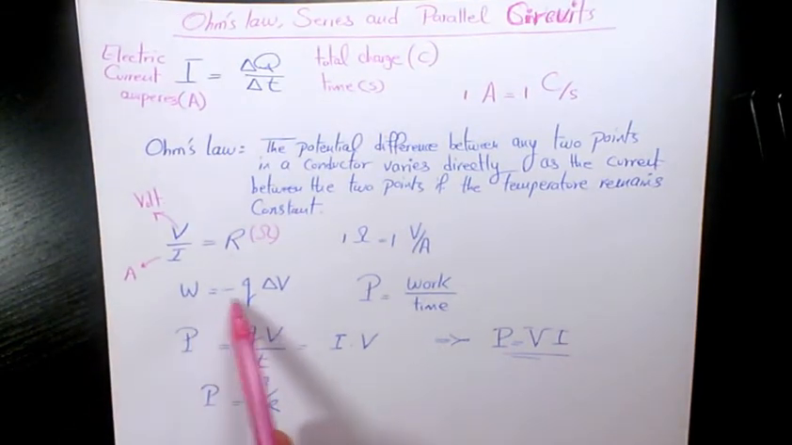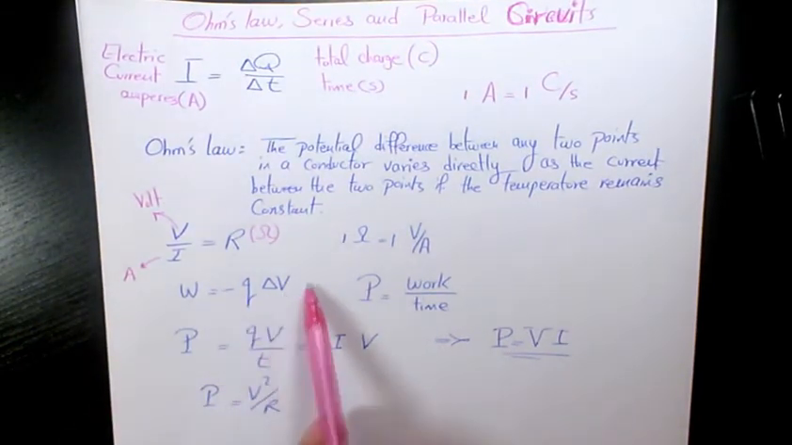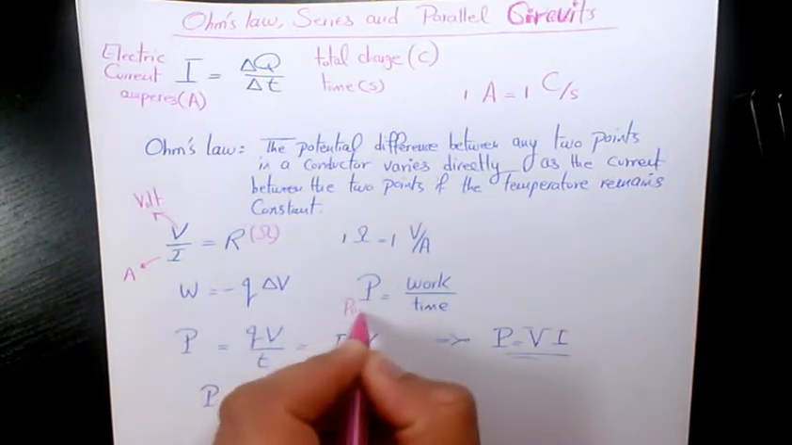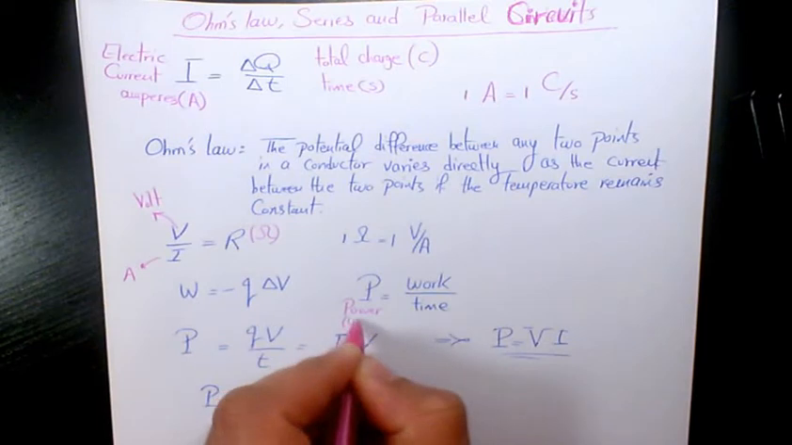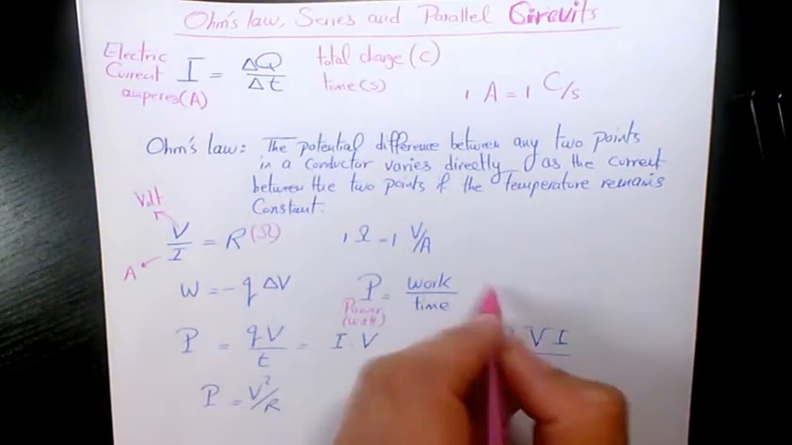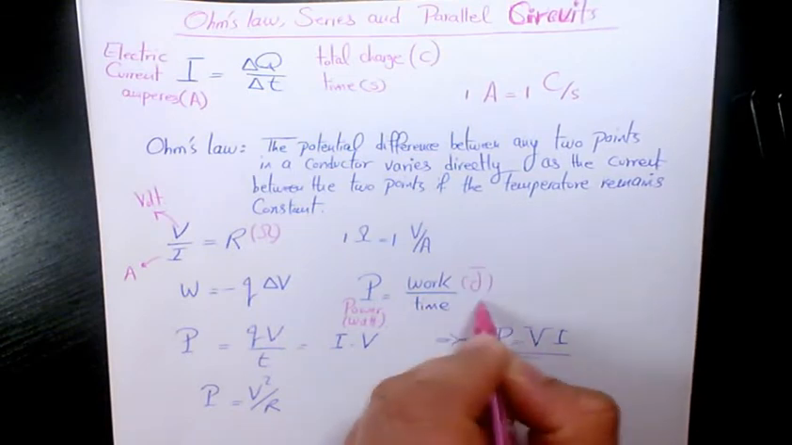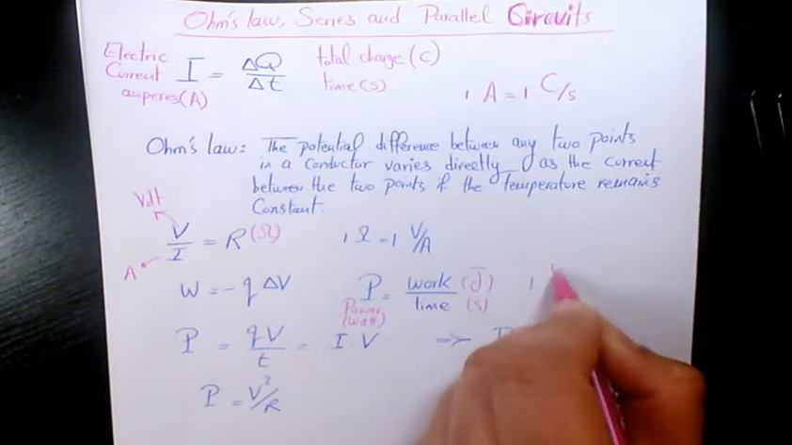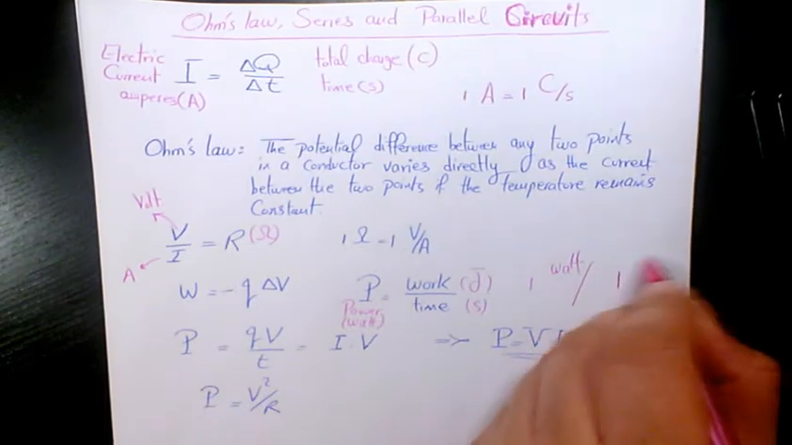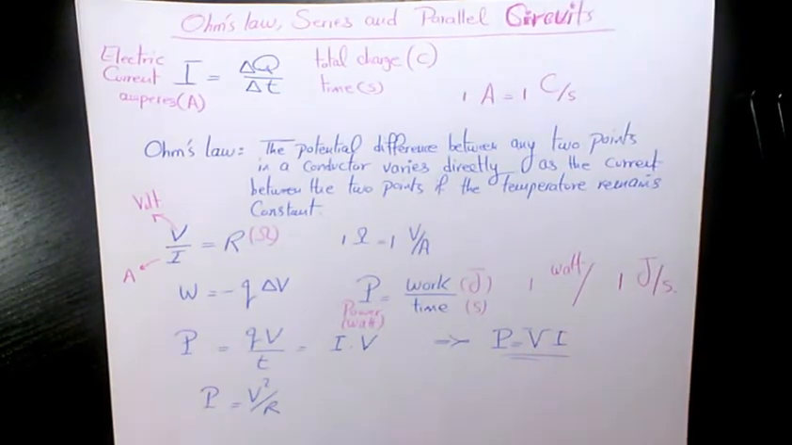Work equals negative Q times delta V, that we had earlier. And power, in terms of watts, equals work divided by time, which is going to be joule divided by second. So 1 watt is equivalent to 1 joule per second.